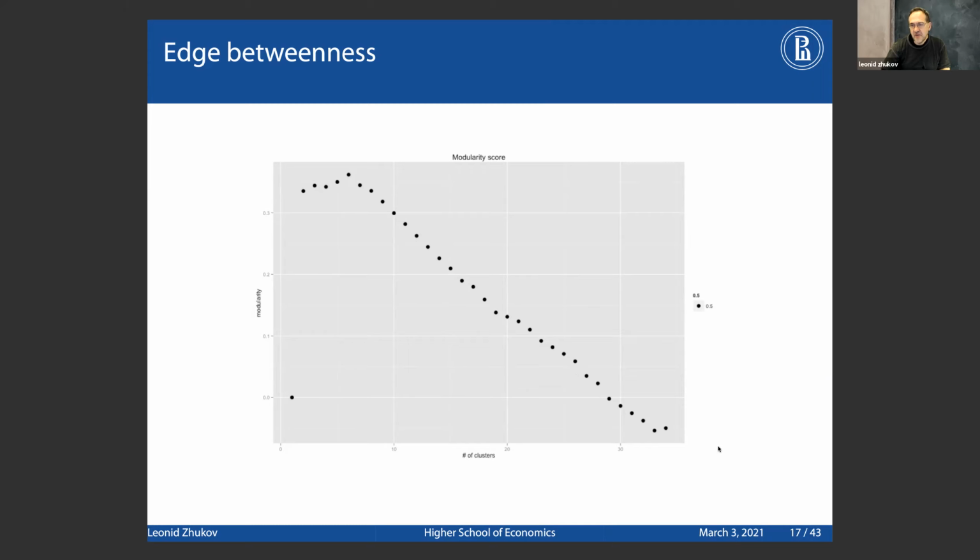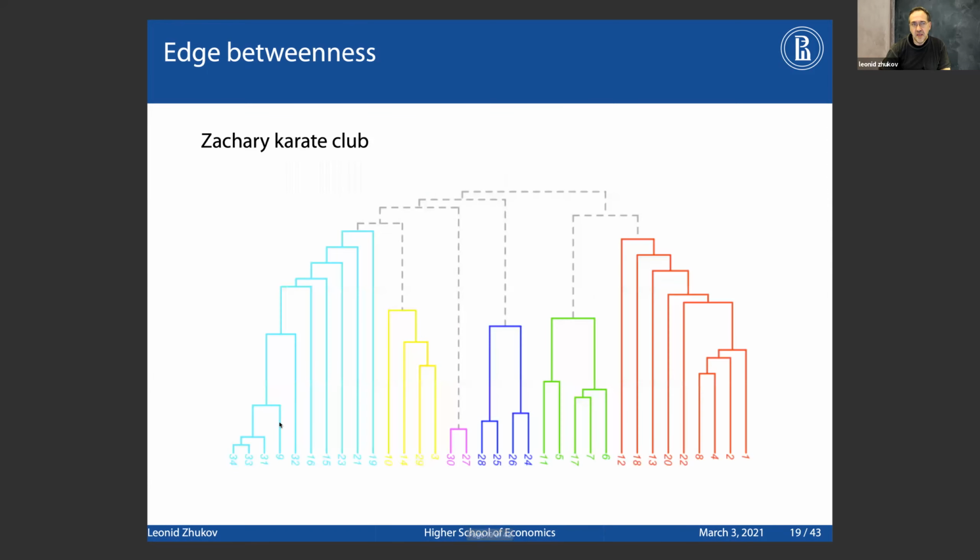So, if not 6, then, according to this idea that the modularity score increases for optimal partitioning, at least it's clear that that's probably where your optimal number of communities in this graph is. Again, this is very similar to the clustering problem where you don't really know how many clusters are optimal in the data. And this is the split based on edge betweenness of the graph, shown as a dendrogram.